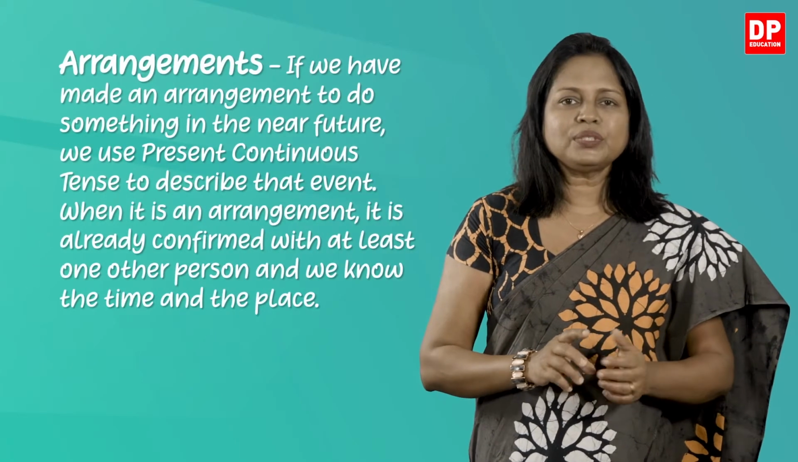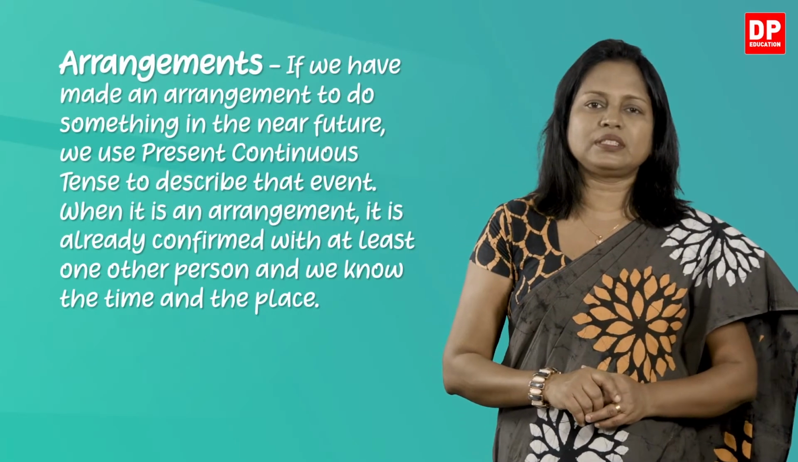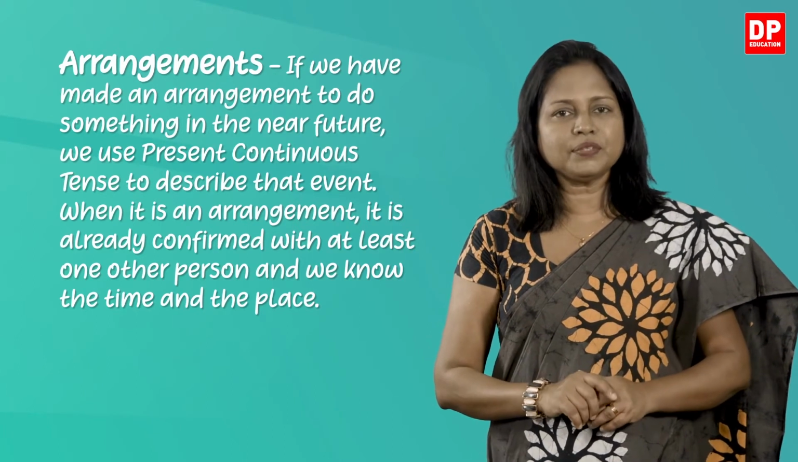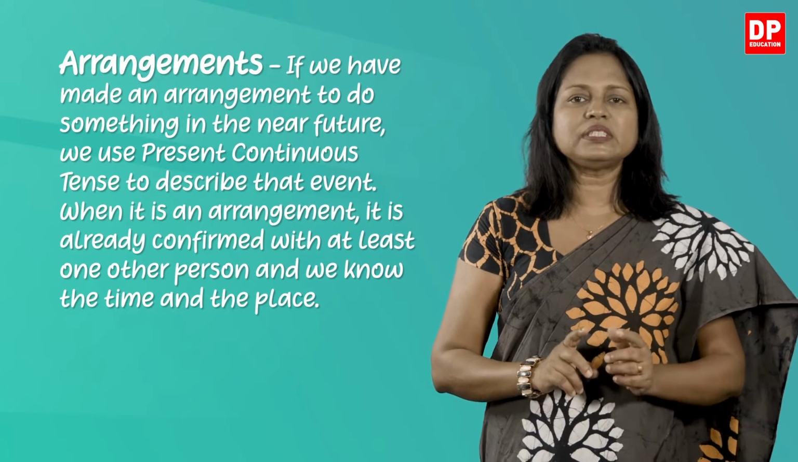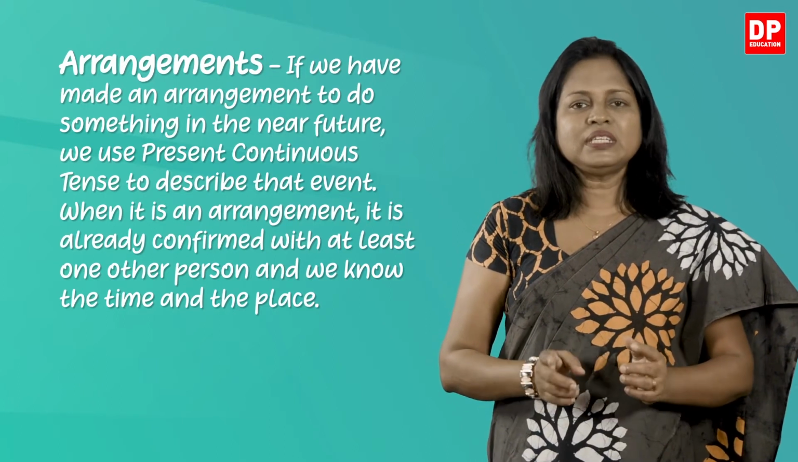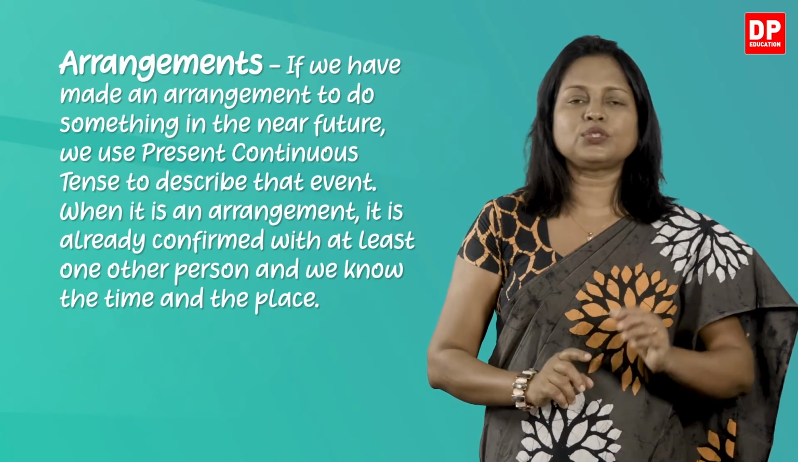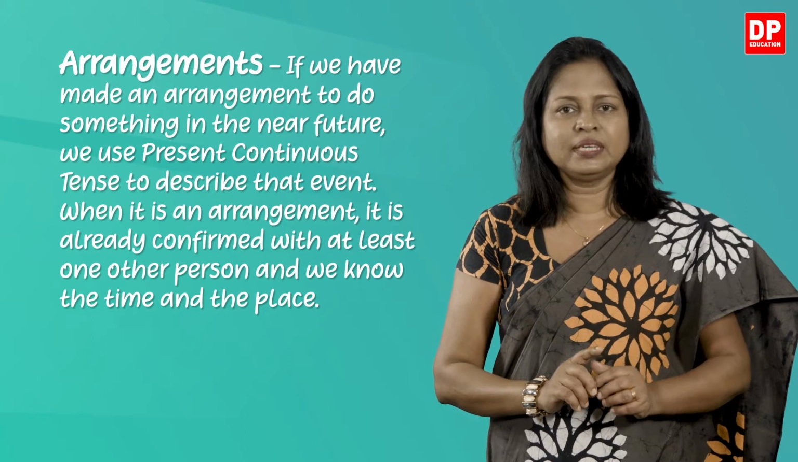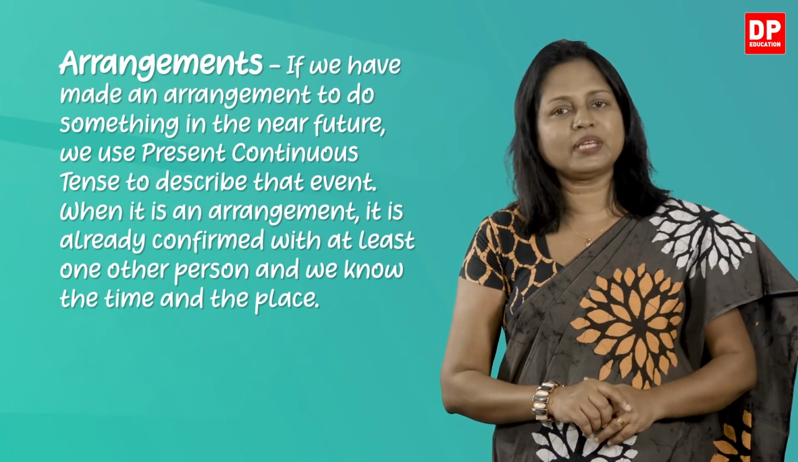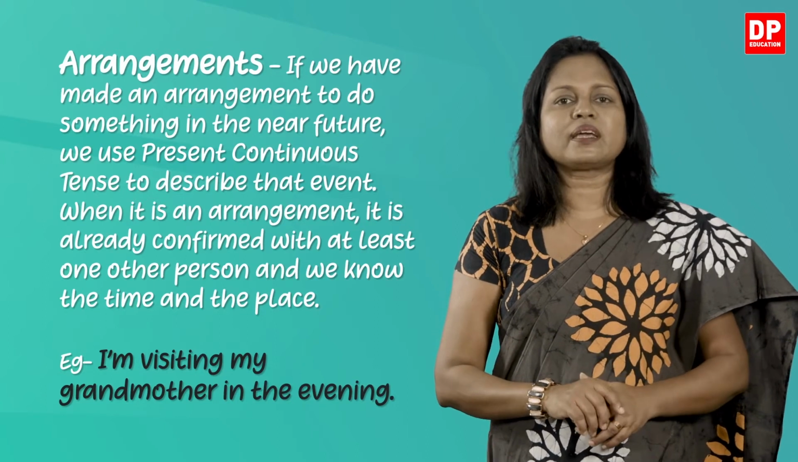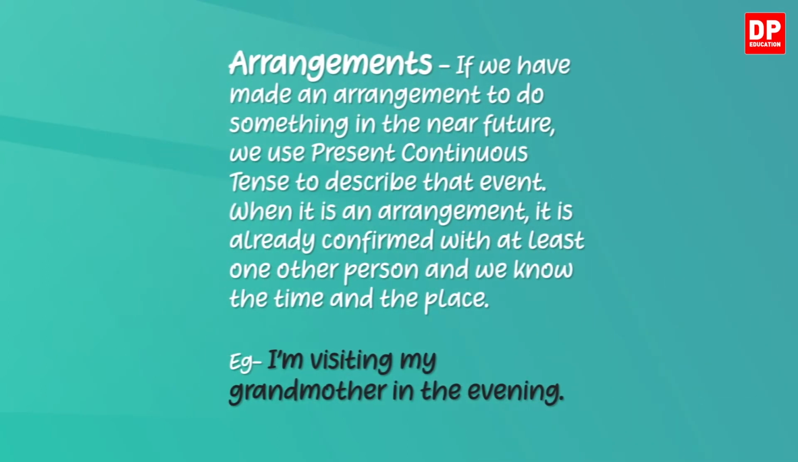Now look at this situation. This is about the arrangements we have made. If we have made a plan to do something in the near future, we use present continuous tense to describe that event. When it is an arrangement, it is already confirmed with at least one other person and we know the time and the place. For example, I'm visiting my grandmother in the evening.